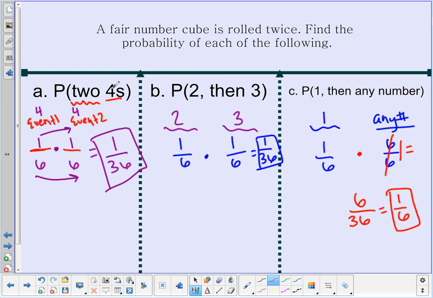So these are all what we call dependent events. Okay, these were all, I'm sorry, independent events. These were independent events because these were 2 events that we wanted to happen at the same time, but one didn't affect the other.